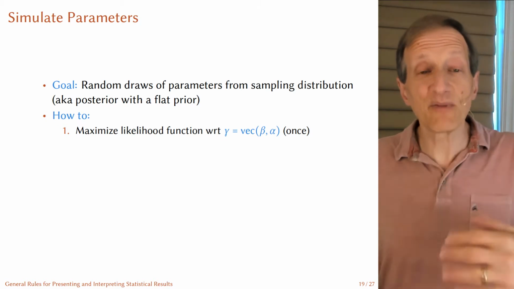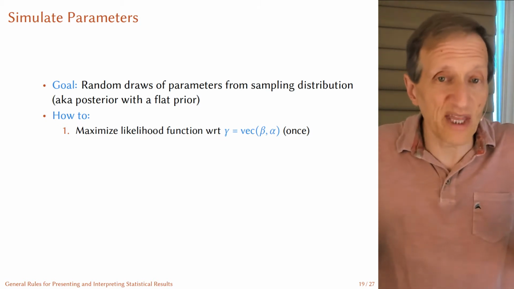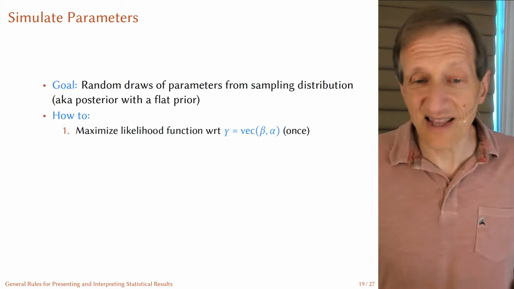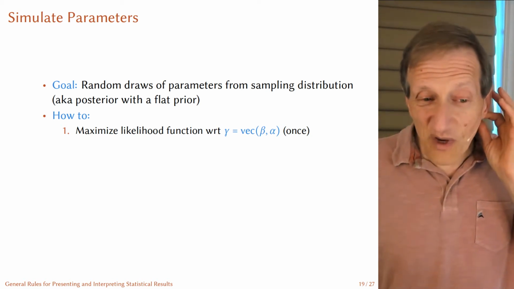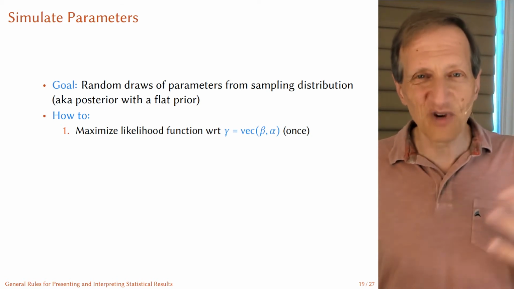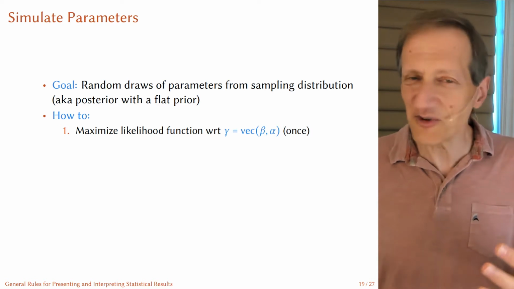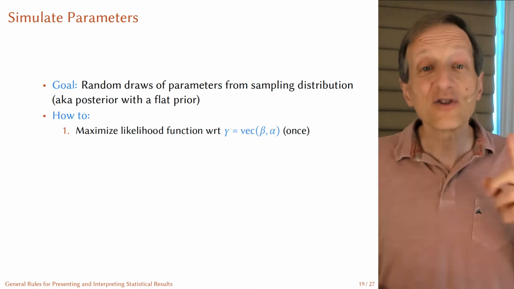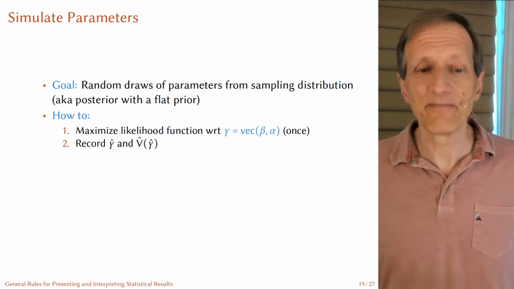Okay, so we maximize the likelihood function once. We don't have to keep doing that because we're only going to get one number unless we had more than one data set. And although we imagine there are more than one data set to get the sampling distribution, we only get to observe one. So we maximize the likelihood function one time.